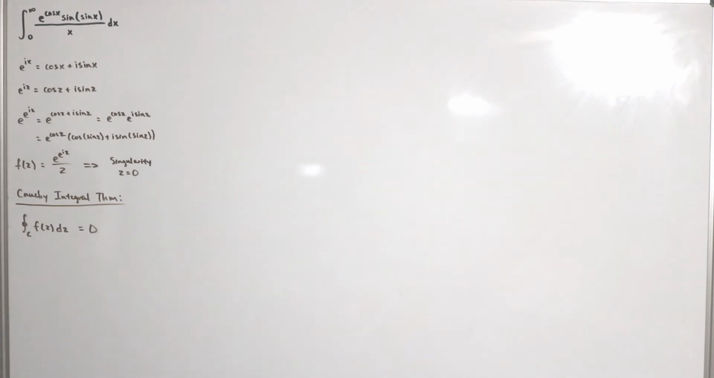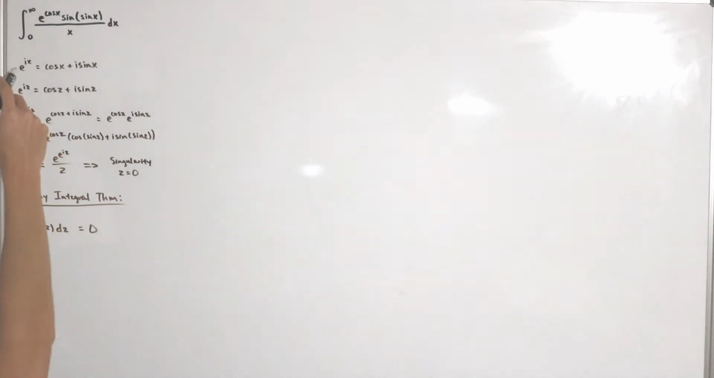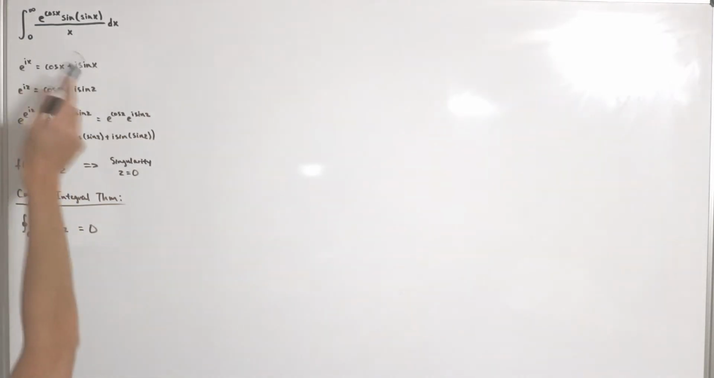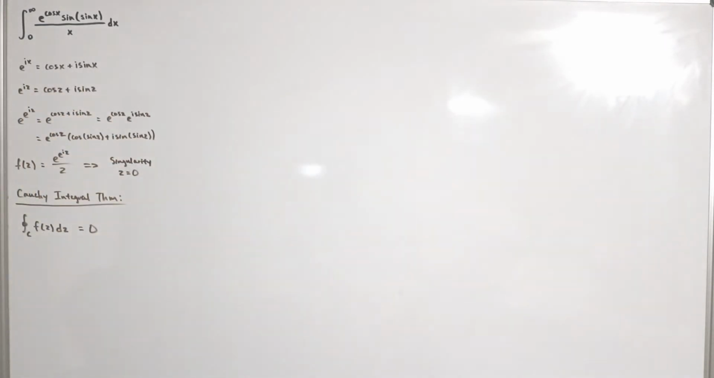Now before we do this, let's draw our contour. Let me draw this in black. Because our bounds are from 0 to infinity, we're only going to be looking at the positives of our x-axis line.